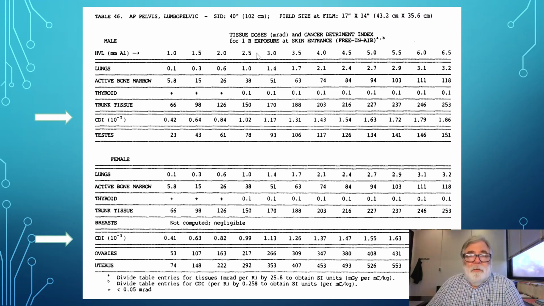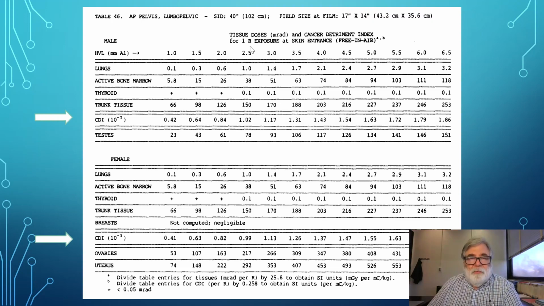And what this table shows you is we've got some HVL that is measured when we operate at our normal operating techniques for this study. At 80 kVp, the half value layer is whatever. So let's say our half value layer is 2.5 millimeters of lead. Then for each rad of exposure, Roentgen of entrance skin exposure, free in air, we get 1.0 millirads of exposure to the lungs. We get 38 millirads of dose to the active bone marrow, 0.1 millirads to the thyroid, 150 millirads to the trunk tissue. And I'm going to describe what this CDI is later on. I'll just tell you now, CDI is Cancer Detriment Index.